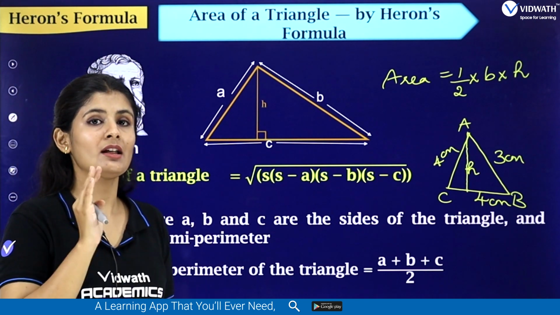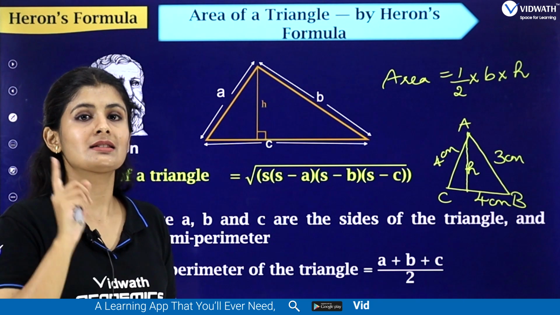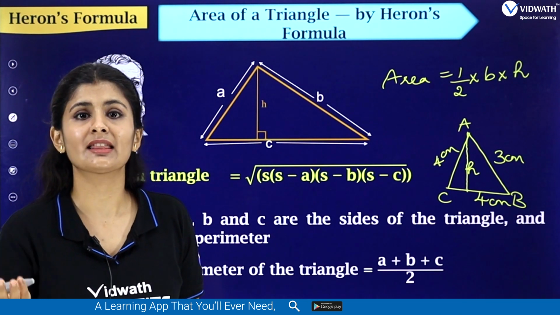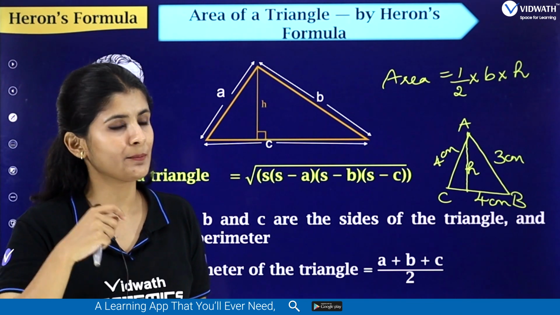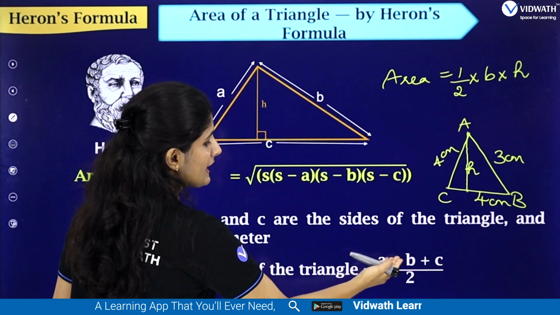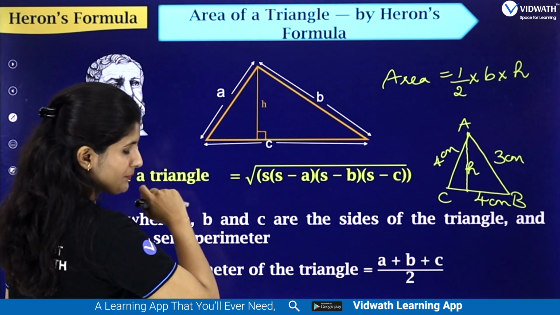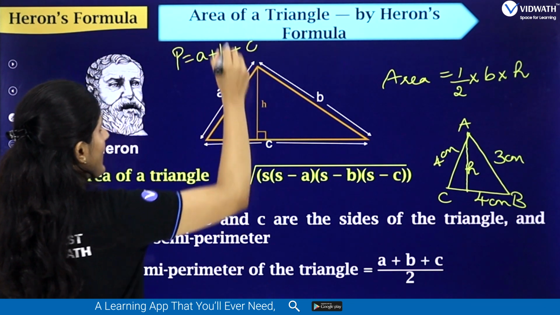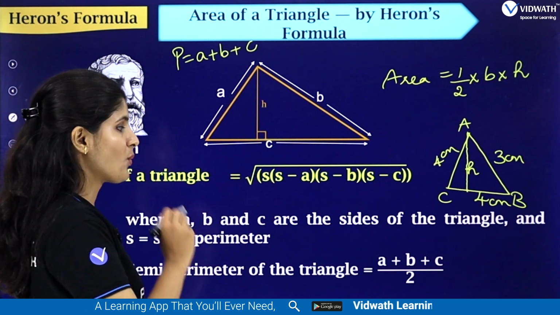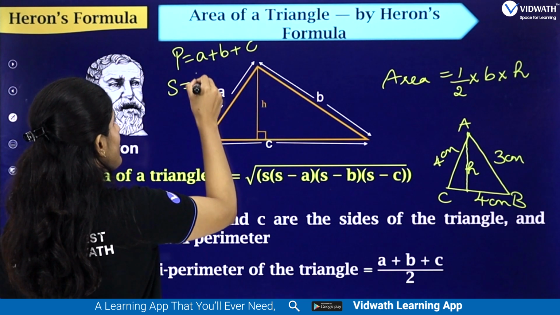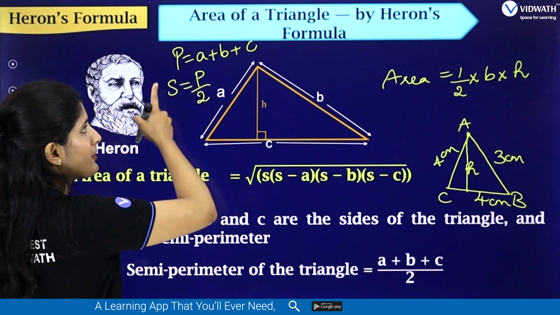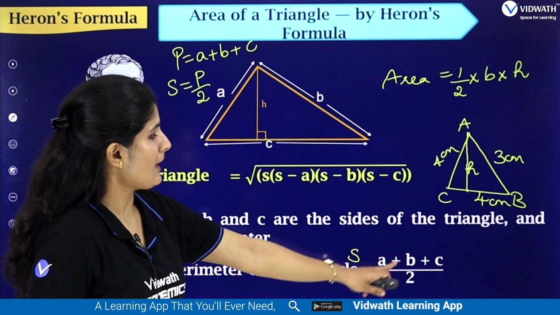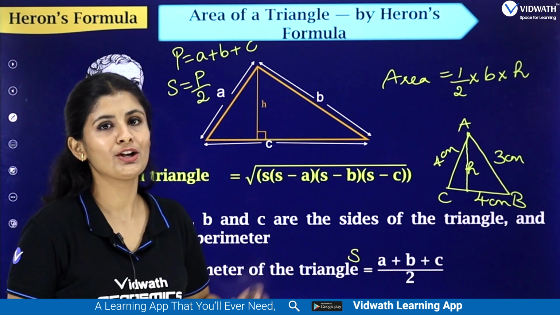We know the perimeter of a triangle is nothing but the sum of the lengths of all its sides. The semi-perimeter of a triangle is nothing but half the perimeter of the triangle. If the sides of the triangle are given by A, B and C, then the perimeter of the triangle is the sum of the lengths, which is A plus B plus C. Semi-perimeter is half the perimeter, that is perimeter divided by 2. Therefore, our semi-perimeter S is equal to (A plus B plus C) divided by 2.